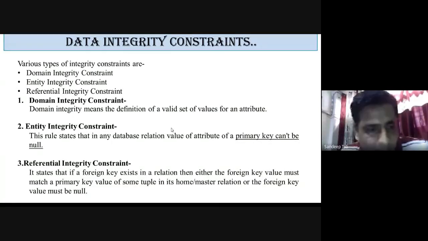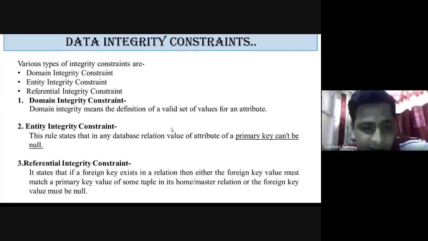Then coming to the entity integrity constraint, it is very simple. It is related to the primary key. It means the primary key cannot be null, and it should be unique. This is what entity integrity means. That has been explained to you all already. I am just revising the concepts. I think this is not new to you.